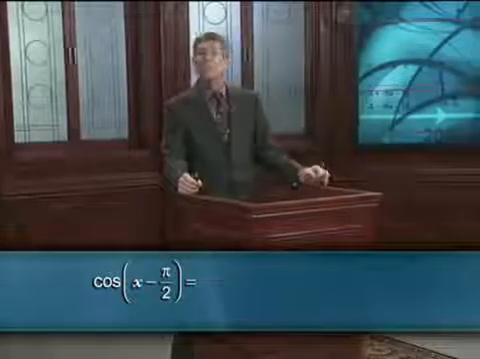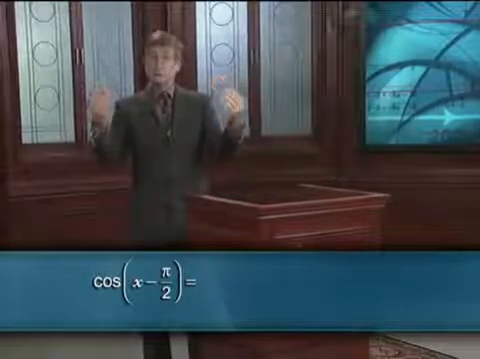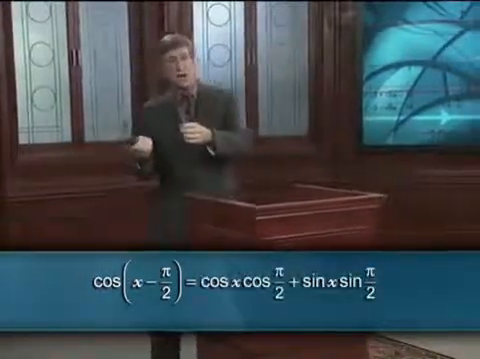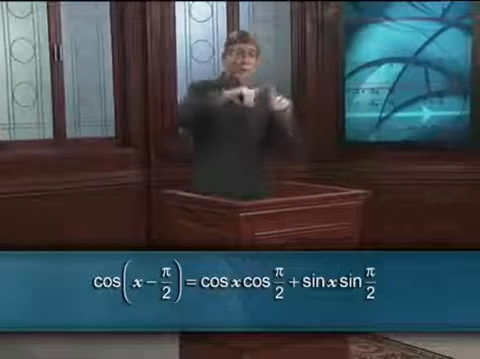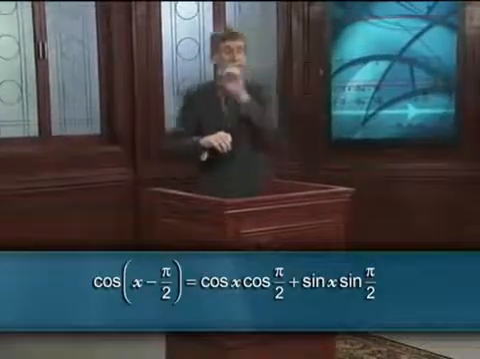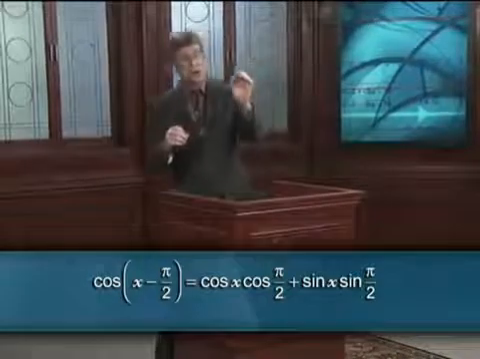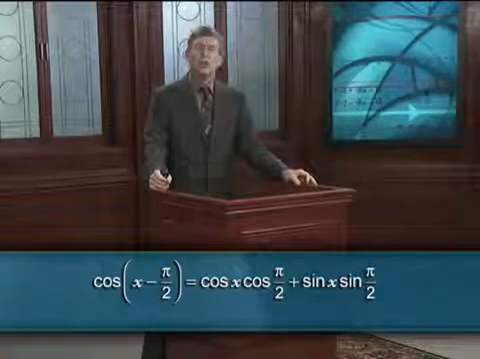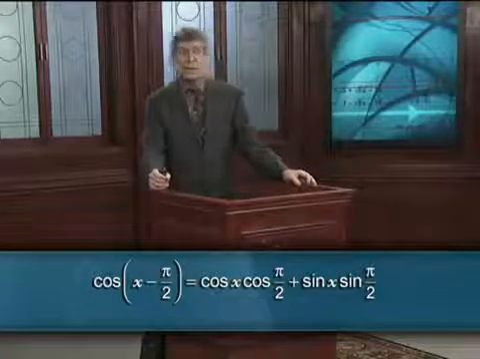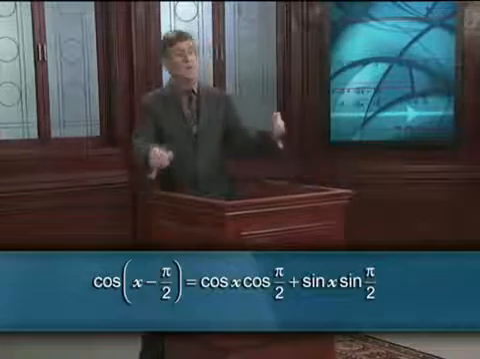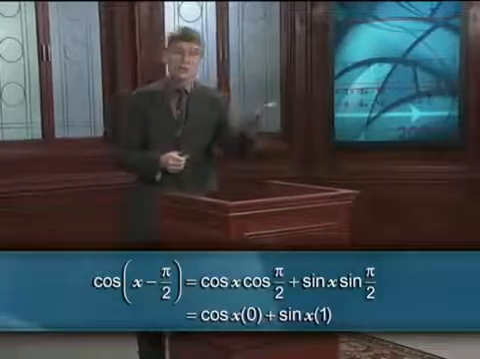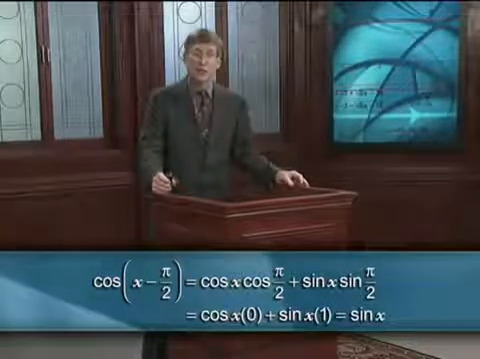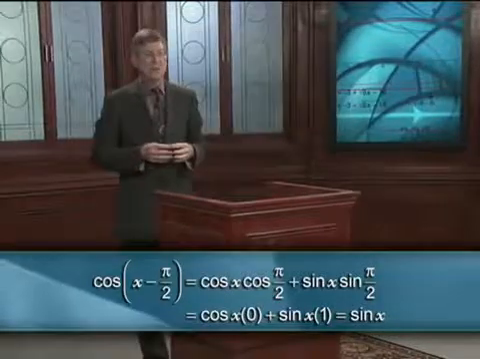Here we go. Cosine of x minus pi over 2 equals. Well, that's cosine of a difference, x and pi over 2. So the formula says it's cosine x, cosine pi over 2, and now it's plus, isn't it? Remember, if it's minus over here, it's plus sine x, sine pi over 2. Now we can evaluate some of these. Cosine pi over 2 is 0, and sine pi over 2 is 1. So it simplifies to cosine x times 0 plus sine x times 1, and that, of course, is just sine x.